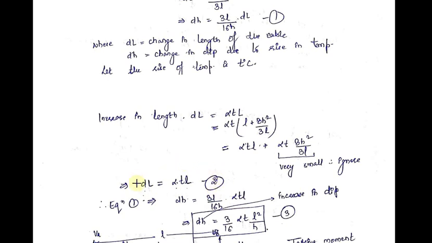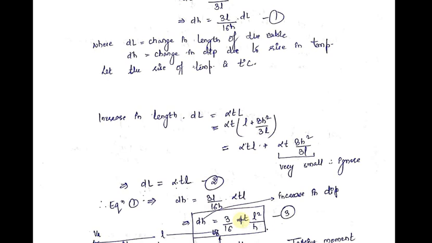Now after putting the value of dL from equation number 2 into equation number 1, I will get dh equal to 3l by 16h into alpha T l. After rearranging and simplifying, we get dh equal to 3 by 16 alpha T l square by h. So this is the equation of the increase in depth. If we want to find the increase in the depth due to the increase in temperature, it can be found out by this equation.